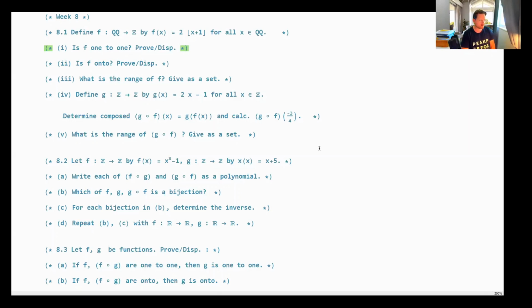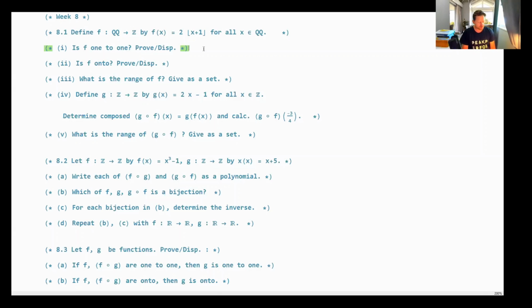Now let's begin with the first problem, and that says define a function f mapping the rational numbers to the integers by f of x is equal to twice the floor of x plus 1 for all x belonging to the rational numbers. And then we've got some questions, but I'll just point out, here I've got the set notation for the set of integers, but I don't have that at my fingertips for the rational numbers, and so I'll just use two Q's next to each other to mean rational numbers. Okay, so is f one-to-one? Prove or disprove?